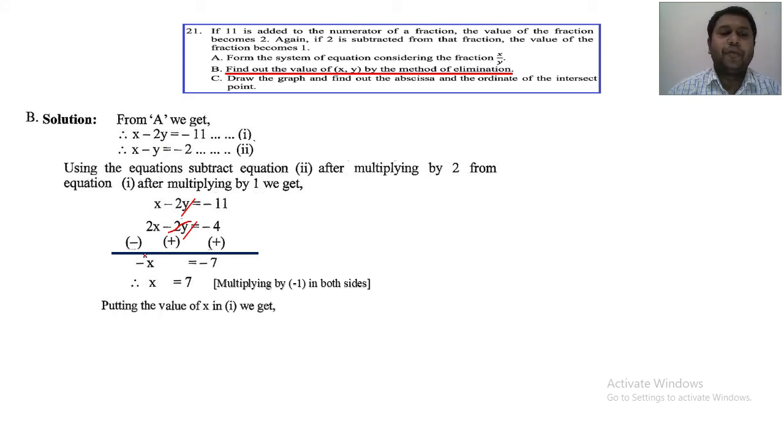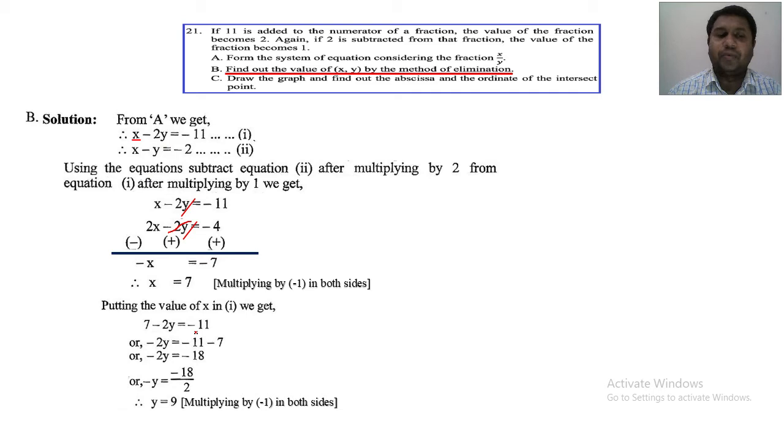Now if we put the value of x in equation number 1, we get 7 minus 2y in the place of x. I just replace x by 7. So now it is 7 minus 2y equals minus 11. From that I get minus y equals minus 18 by 2, that equals minus 9, and if you multiply by minus 1 on both sides, you will get y equals 9. So the solution of x comma y is 7 comma 9.